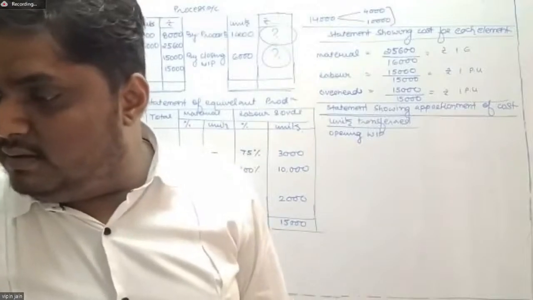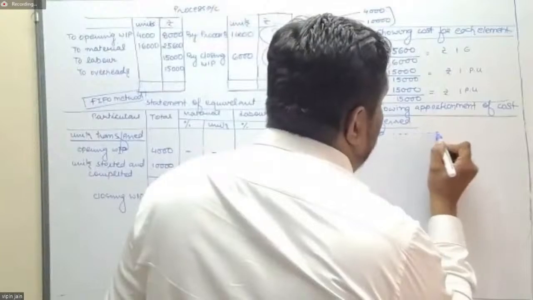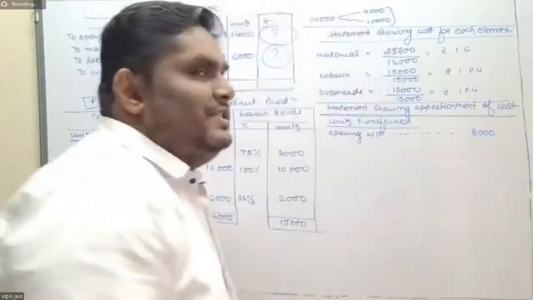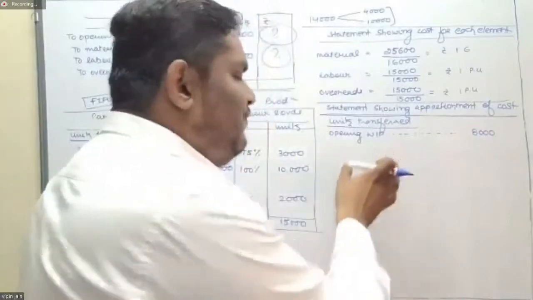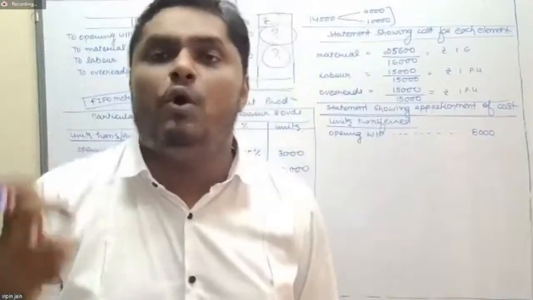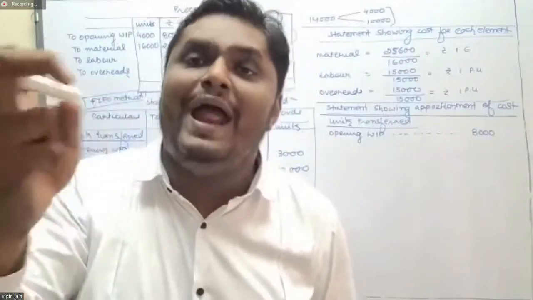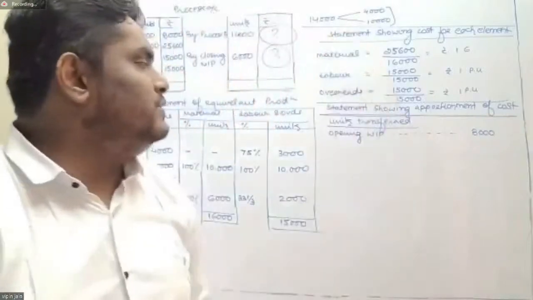that is 8,000 rupees. This much is the cost that is already incurred last year. Now as we have further processed the opening work in progress, we have to add the additional cost that is incurred during the year on these 4,000 units.